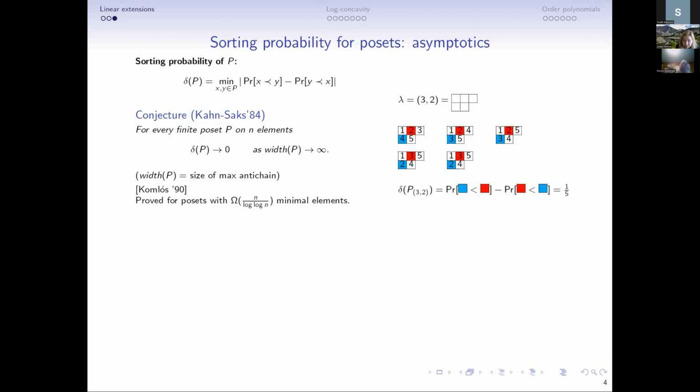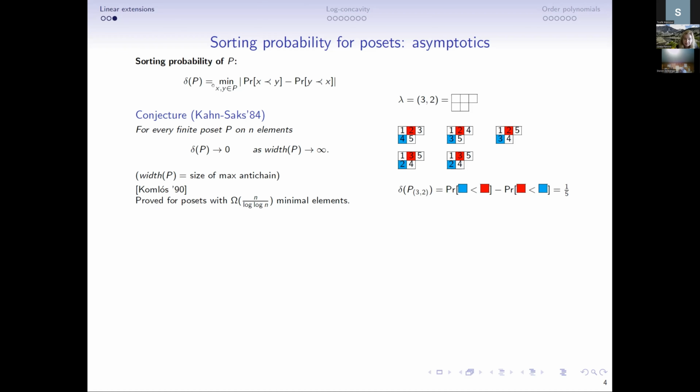Another conjecture, actually in some sense much stronger, but maybe less general in the sense of every special poset, should hold that if we take a partially ordered set of n elements and somehow make it grow, so that the largest anti-chain, which is the width of the poset, goes to infinity, then this sorting probability should actually go to 0. It's not just smaller than 1/3 by that conjecture, but it actually goes to 0.